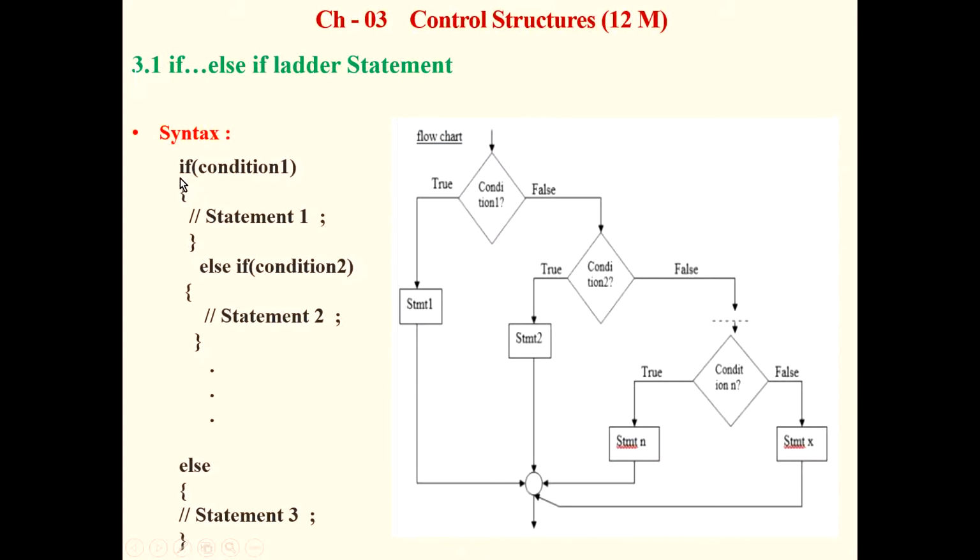See, there are two possibilities. If the first condition is true, that means condition 1 is true, that time it executes statement 1, and it skips all other statements and goes directly outside the if. If the first condition is false, then it skips statement 1, then it checks the second condition. If the second is true, then it executes statement 2. In this way, if any condition is true, it executes the statement associated with that condition.